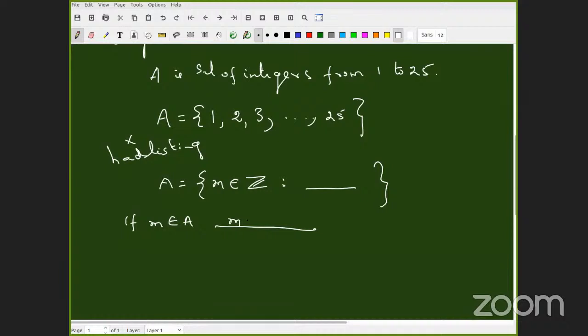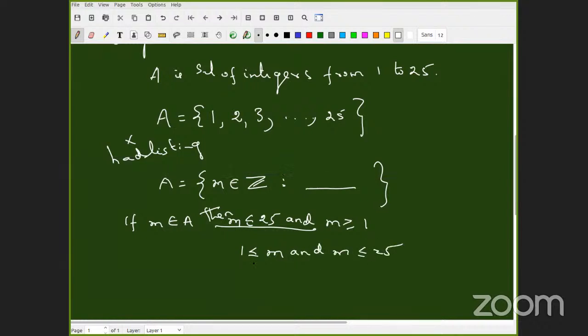M is less than or equal to 25 and M is greater than or equal to 1. Very good. M is an integer. Then this is the property we have to write. But we don't write usually like this. We club and write. How do we write? 1 less than or equal to M and M is less than or equal to 25.